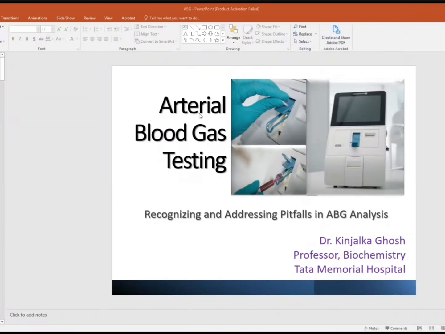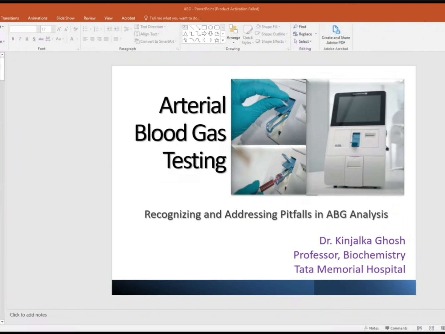ABG analysis assesses oxygenation. We know all this. When you're talking of ABG analyzers, there are certain pre-analytical variables which can give you false values. We should be very careful how the sample is collected, how much time gap there is between collection and testing, under what conditions it is transported, and finally analysis. Many times from the report you realize whether it is arterial blood or venous blood.